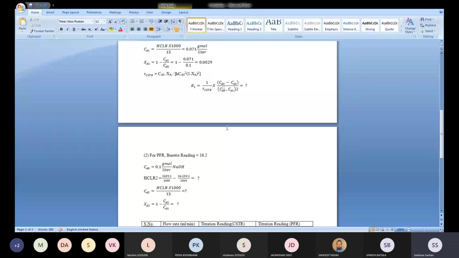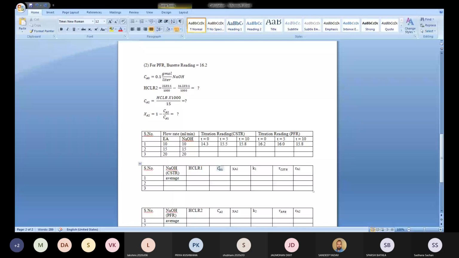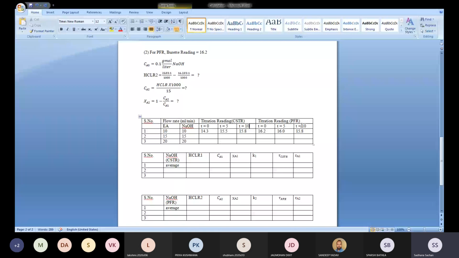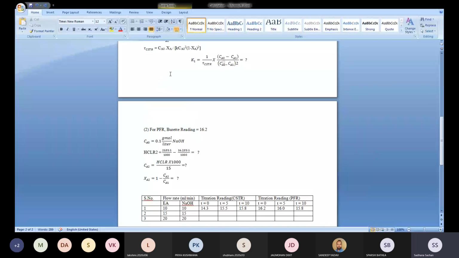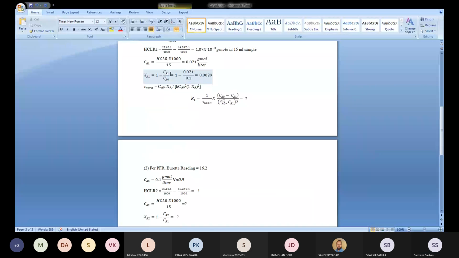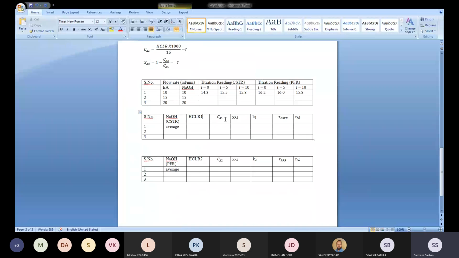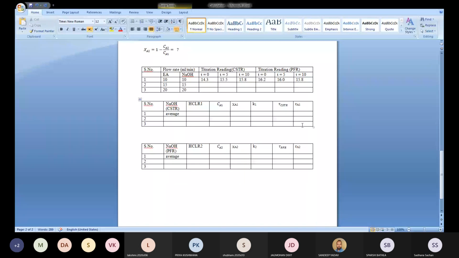Now in the second table, similarly for the PFR, the average value of NaOH that comes from here, suppose from the CSTR, we will take and put the average value of this here. HCl R1 we have calculated from here. Then when HCl R1 is known, we can calculate Ca1. We can know the Xa1 conversion and tau for CSTR for a particular flow rate. Then we can calculate the R also. Is it clear?